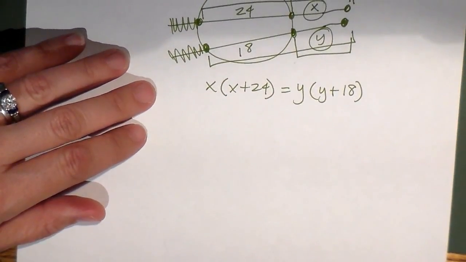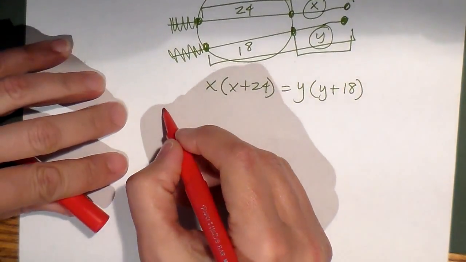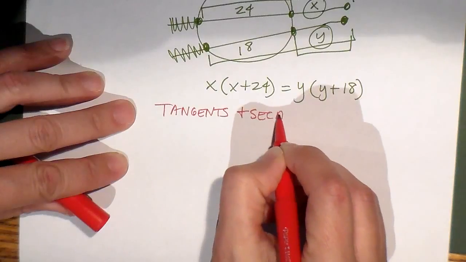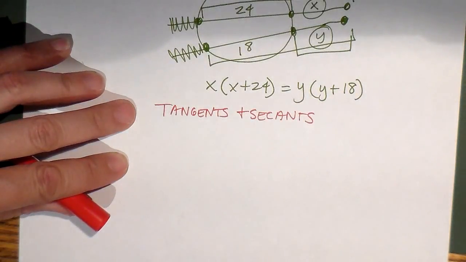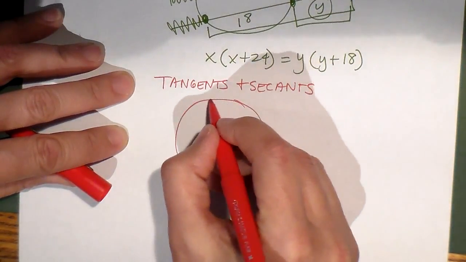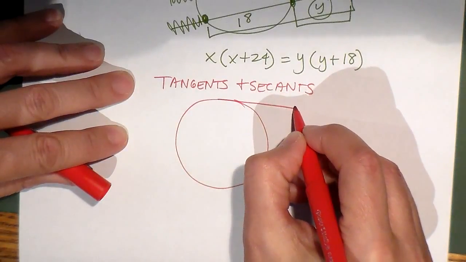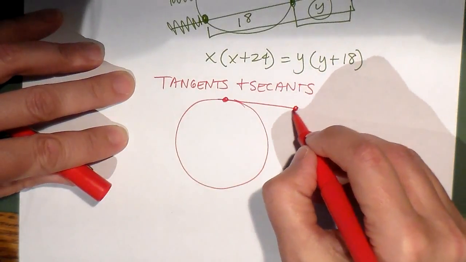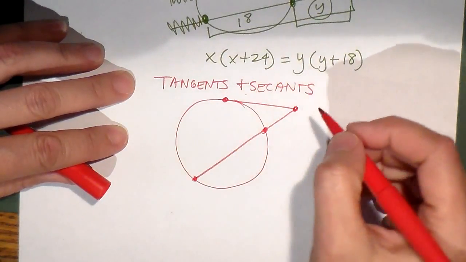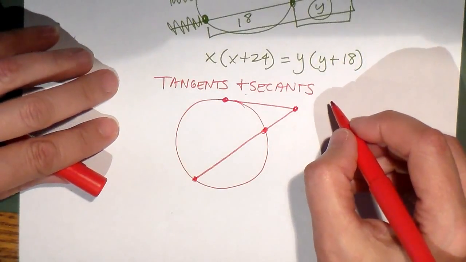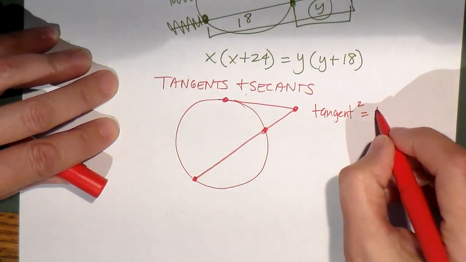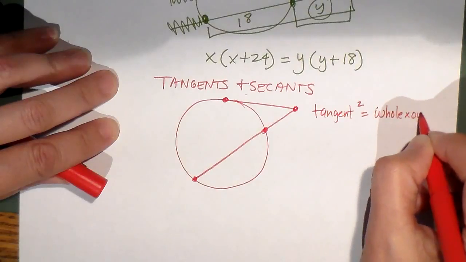And then let's go to the last one. We're going to compare tangents and secants. Tangents and secants. So if I were to have a picture that looked like this, and I've got a tangent right here, and I have a secant coming from the same point, I've got my tangent and secant, then for the tangent, tangent squared equals whole times outside.